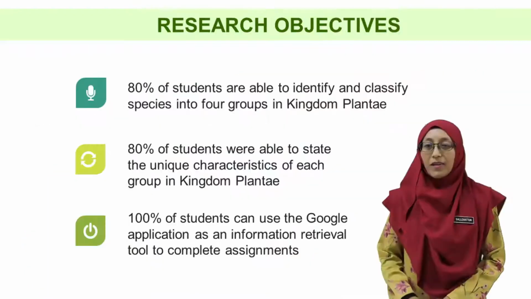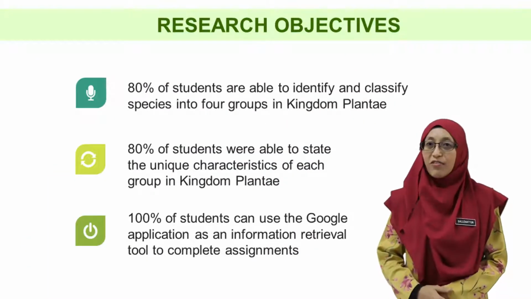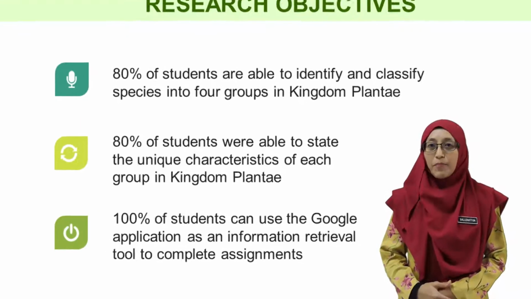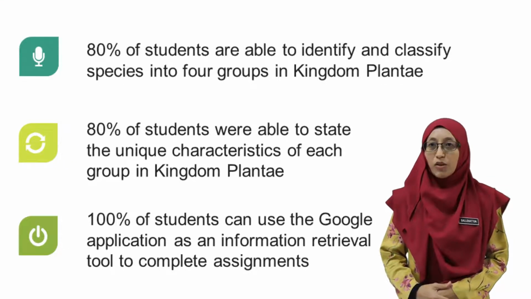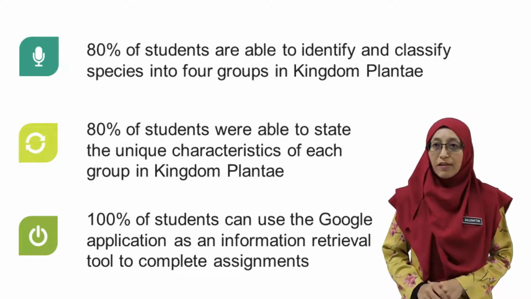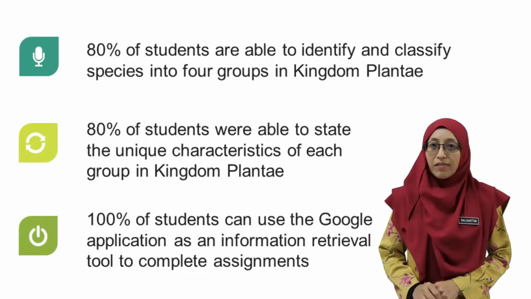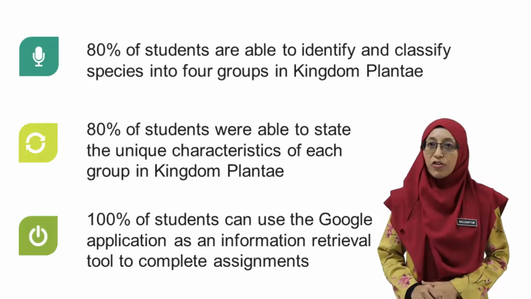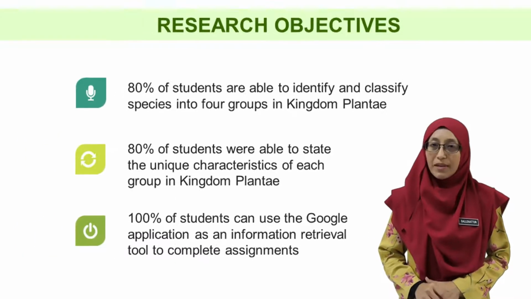biology subjects. There are three research objectives in this study. Number 1, 80% of students are able to identify and classify species into 4 groups in Kingdom Plantae. Number 2, 80% of students are able to state the unique characteristic of each group in Kingdom Plantae. And the third, 100% of students can use the Google application as an information retrieval tool to complete assignments.